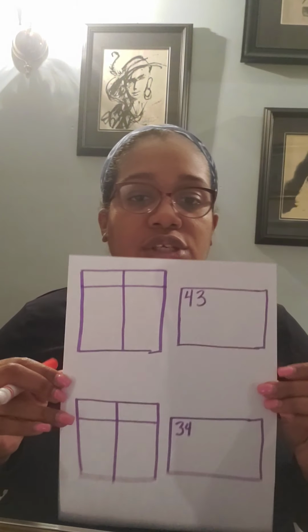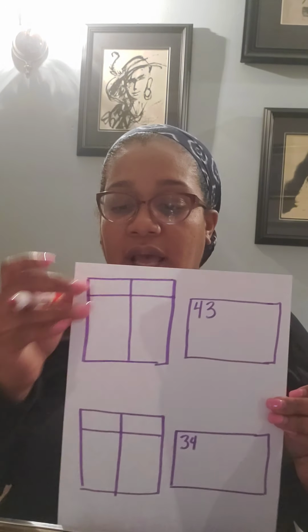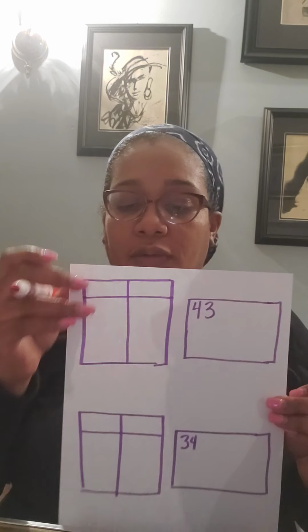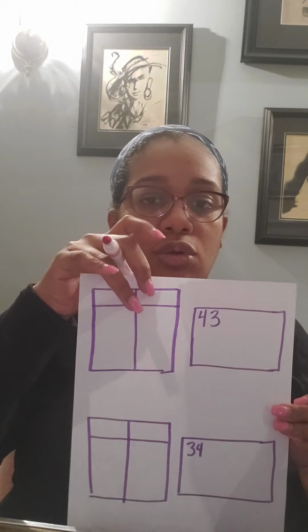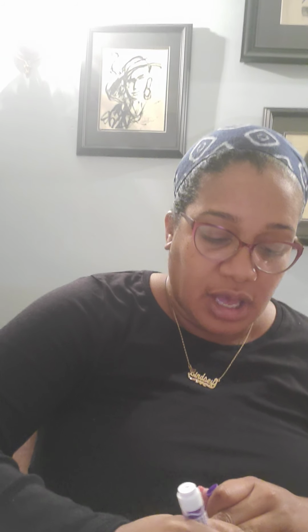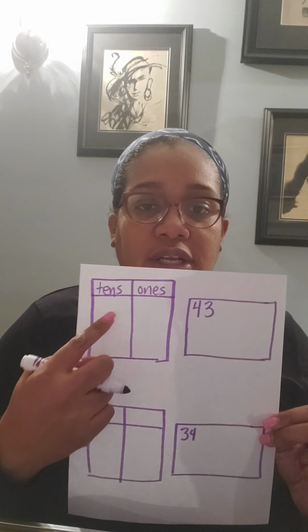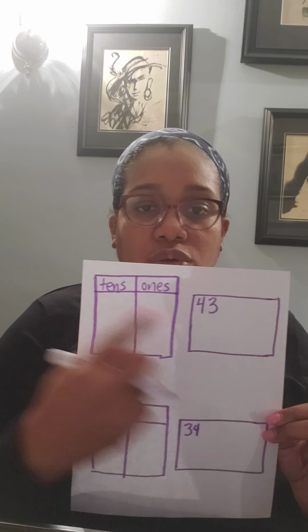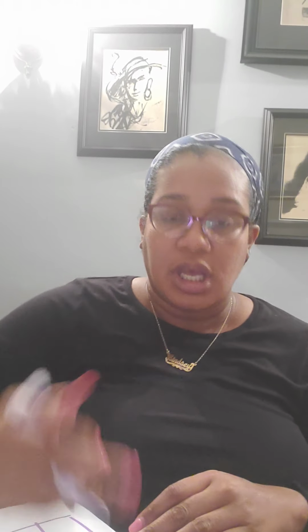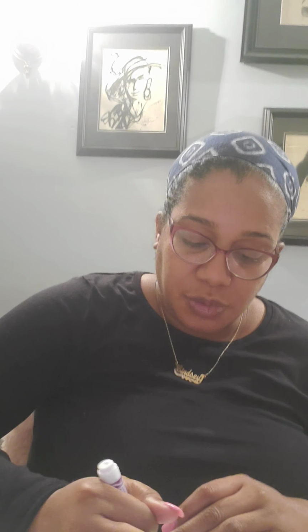You should see this on your paper, and I need to make sure that this is labeled properly. So remember, on the left are your tens and on the right are your ones, just like it's set up in your number. So I have my tens, I have my ones. Tens are on the left. My 4 is on the left, so 4 goes under tens. And 3 is on the right, so 3 goes under ones.